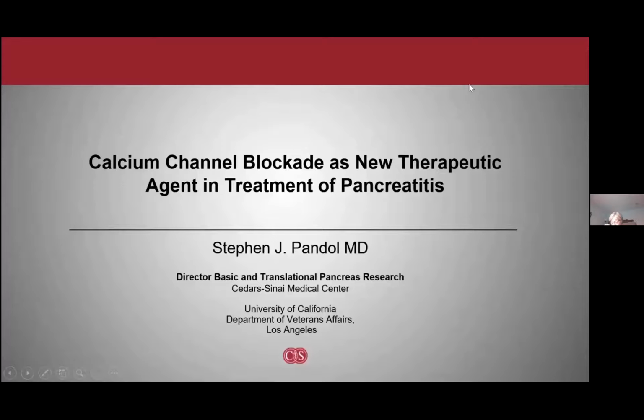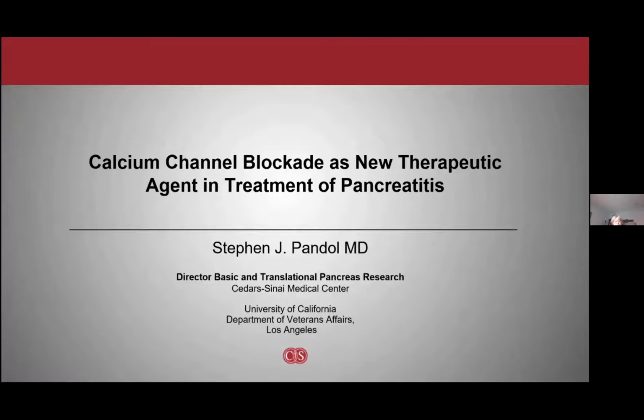Yes, so the next speaker is Dr. Stephen Pandol, and he does not require much introduction. He is a renowned authority on pancreatic biology and disease, and currently is the director of the basic and translational pancreatic research program at Cedars-Sinai, and he leads an NIH-sponsored consortium on chronic pancreatitis, diabetes, and pancreatic cancer. The talk is on calcium channel blockade as a new therapeutic agent in treatment of pancreatitis.